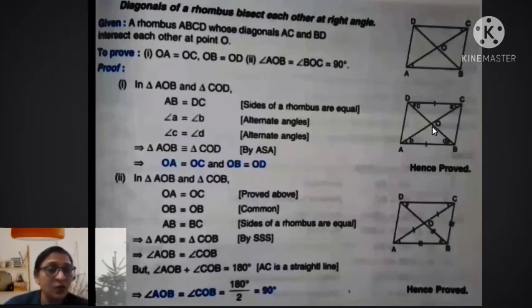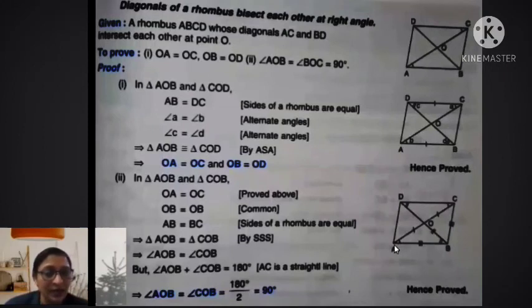As a result, side OA equal to side OC and side OB equal to side OD is proved by corresponding sides of the congruent triangles. In the second case, the triangle AOB and triangle COB, side OA equal to side OC and side OB is the common. Here OA and OC are equal, we have proved in the first case. Side AB equal to side BC. These are the equal sides of rhombus. So both the triangles are congruent by side test.